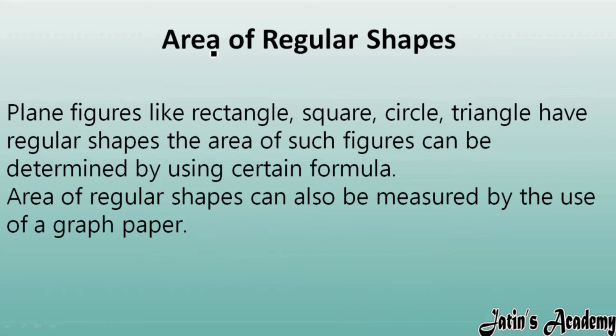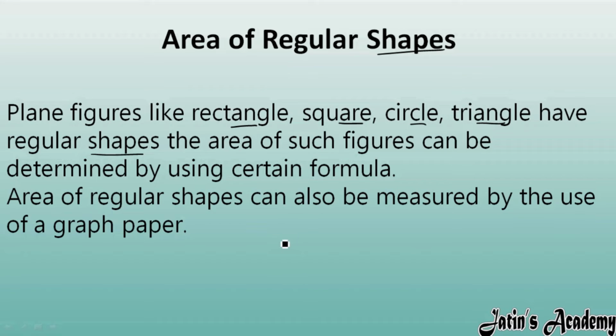Next we have the area of regular shapes. Here, for example, we have different kinds of regular shapes. Plane figures like rectangle, square, circle, triangle. In these figures there is a fixed length, fixed breadth, fixed height. So these plane figures are known as regular shaped objects.